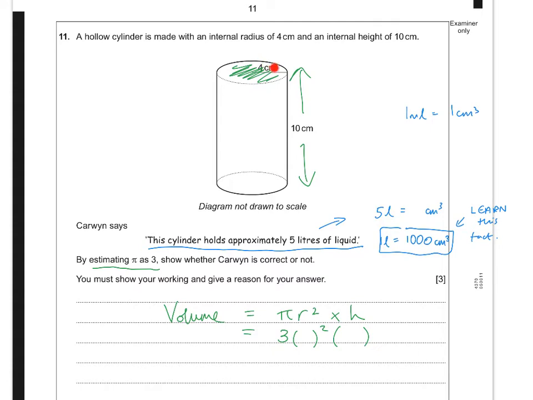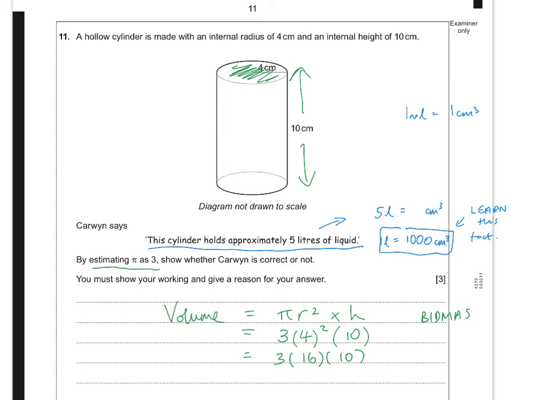So the radius, although I've covered it up and it says that, was 4. The height was 10. So I've got 1 mark just for subbing into that formula and knowing the formula. Then I'm just going to do the squaring bit first. So it's going to be 3 times 16 times 10. The reason I did that was because of BIDMAS, which told me to do the indices first.